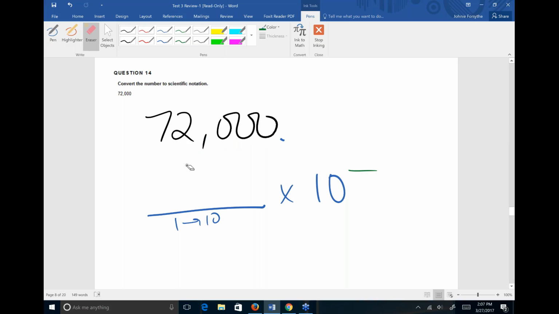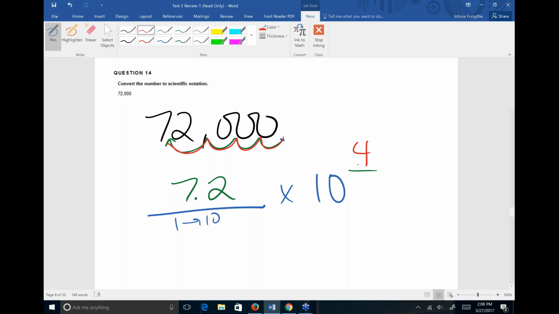So, for example, if we were to move the decimal just 1, 2, 3 times, you would end up with 72.0. That's not between 1 and 10. If we move it 1, 2, 3, 4 times, we end up with 7.2. That is between 1 and 10. So 7.2 will be the number that goes here. Times 10 to the what power? We moved the decimal 1, 2, 3, 4 times. That'll be 10 to the 4th power.